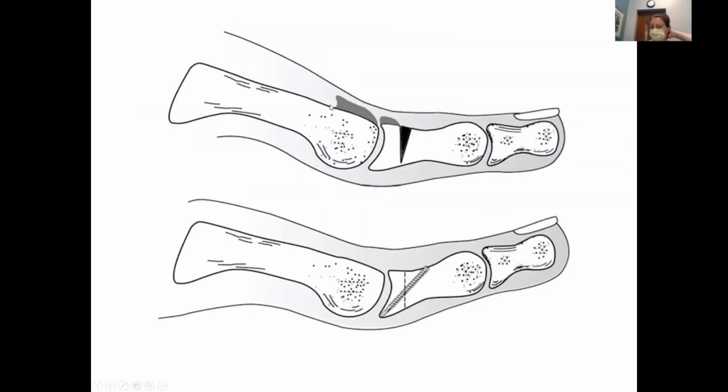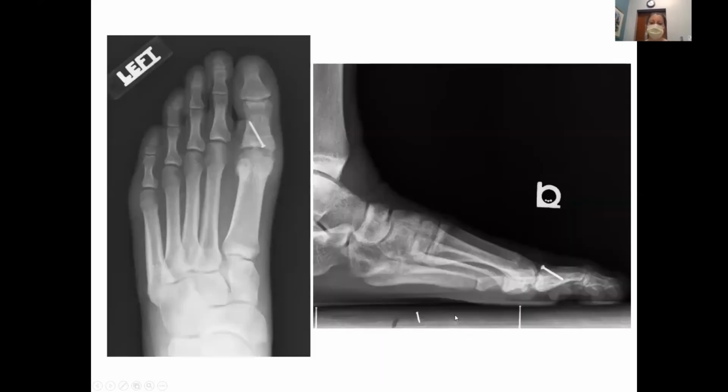And so here is an example of the cheilectomy. So what this is, we remove the bone spurs. We also make a little cut in your big toe, and we fix it with hardware. And what this does is it allows the good cartilage to start to move along the good cartilage. And so what that does, it helps to also increase your range of motion after surgery.